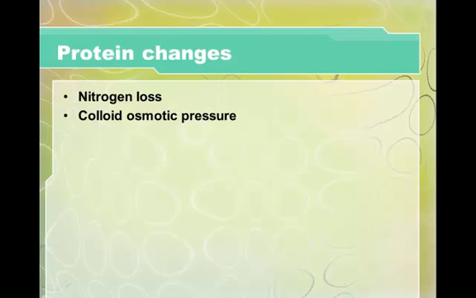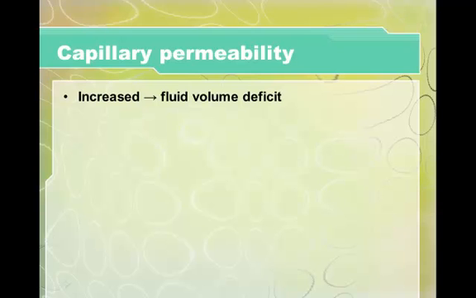Trauma results in nitrogen loss due to increased protein catabolism, decreased protein anabolism, and or a protein shift with water into the interstitial space. The colloid osmotic pressure is decreased in the vascular fluid and increased in interstitial fluid, the tissues essentially, which causes fluid volume deficit in the vascular spaces and edema. Increased capillary permeability causes water to flow into and out of the cells and into tissue spaces. This contributes to hypovolemia or fluid volume deficit.